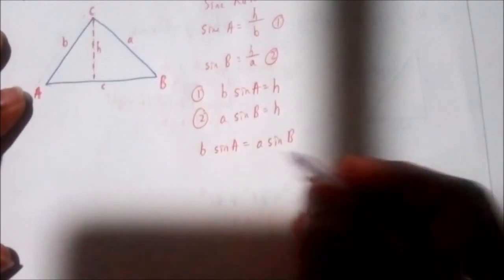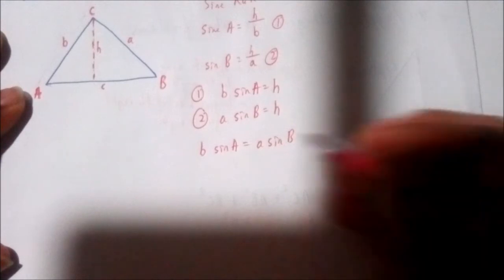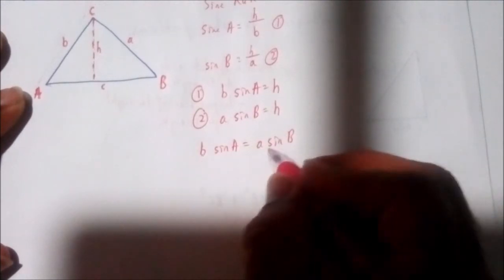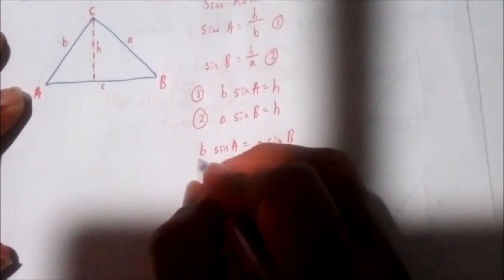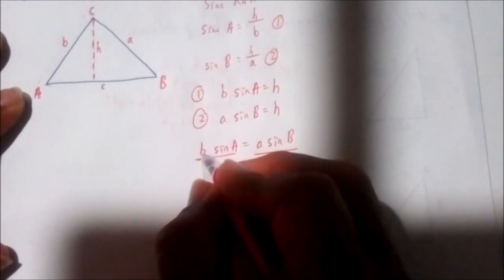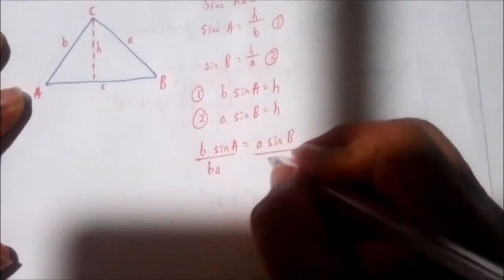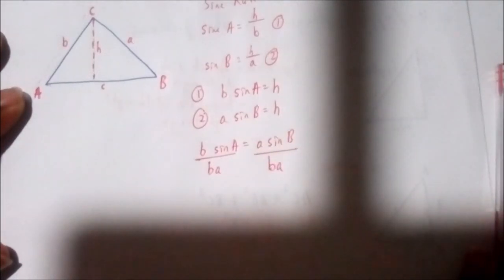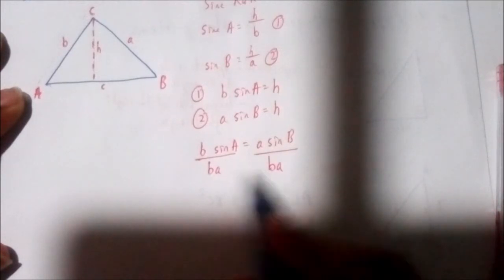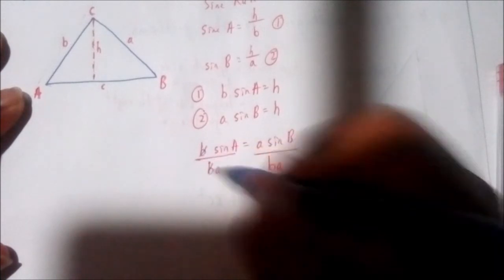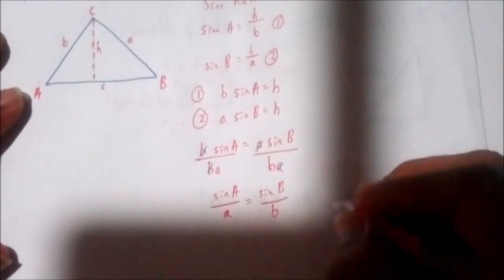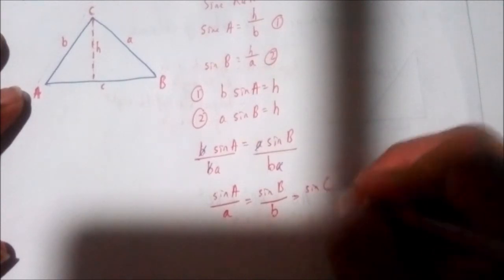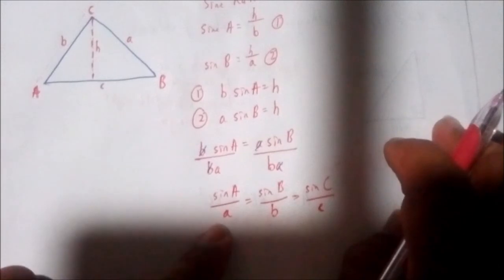We need to get rid of the a's and the b's, so that it looks more standard. We divide both sides by ba. Since we're dividing both sides by ba to move the a's and the b's, the b's will cancel with each other, and the a's will cancel, leaving me with sine A over a equals sine B over b, giving the concept that sine C should also be over length c. That is now your sine rule.